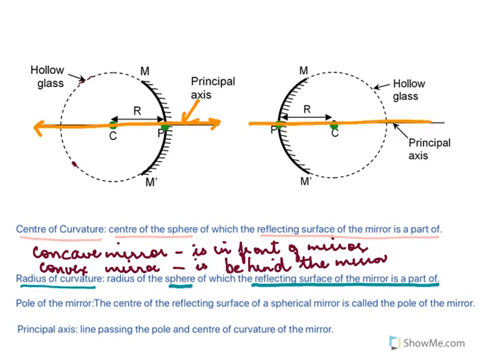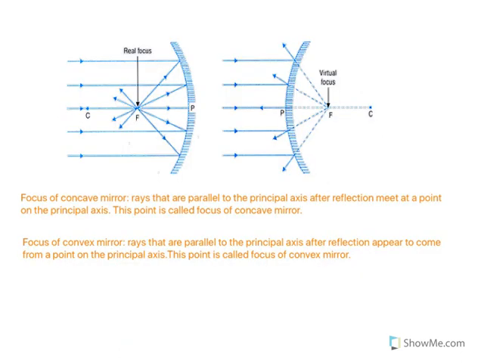The line passing through the center of curvature and the pole is called the principal axis. So here are the different terms which we'll be using often in this lesson. In this slide we will learn another term called the focus of the mirror.